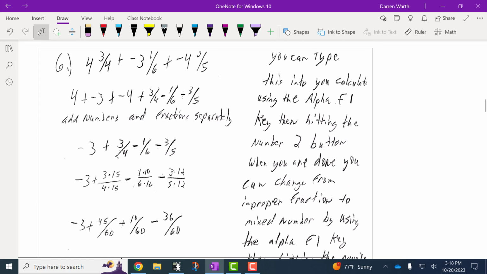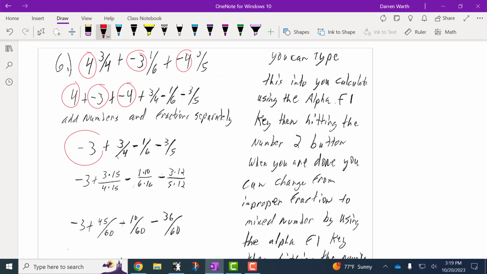Now this next problem says it wants me to find each sum. We've got 4 and 3/4 plus negative 3 and 1/6 plus negative 4 and 3/5. So if you want to do it the long way, you're just going to add the whole numbers separately and your fractions separately. So here's a 4. I'm going to add the negative 3. I'm going to add the negative 4. And when I add 4 plus negative 3, I get 1. And 1 minus 4 is going to give me this first number, which is negative 3.